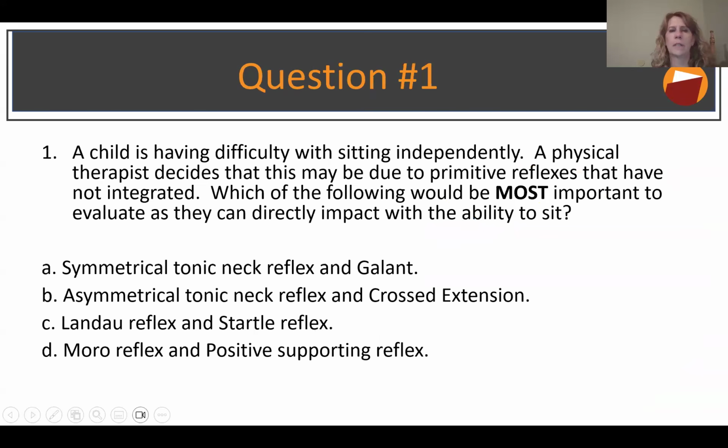A child's having difficulty sitting independently. A physical therapist decides that this may be due to a primitive reflex that has not integrated. Which of the following would be most important to evaluate as it can directly impact their ability to sit?